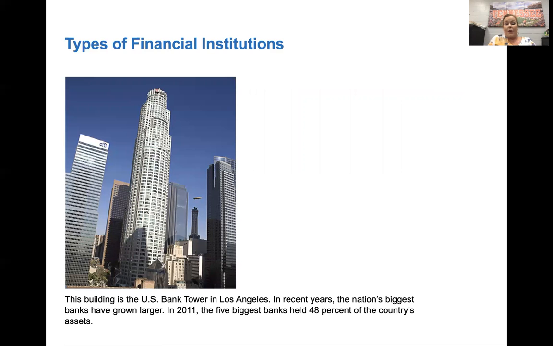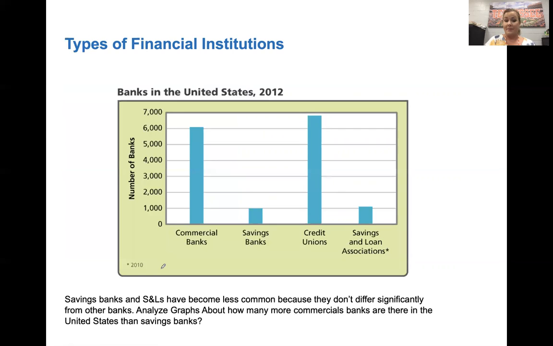Here we've got the U.S. Bank Tower in LA. Just goes to show you how big banks are. In 2011, the top 5 banks held 48% of the country's assets, wealth. It's kind of scary because if those 5 banks fell, we'd be in a financial crisis.